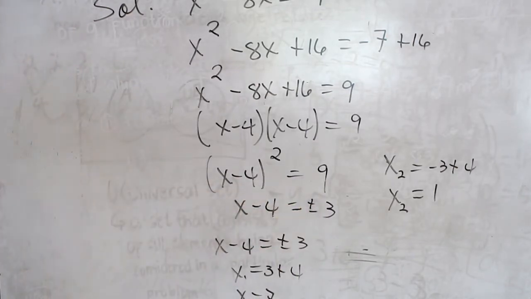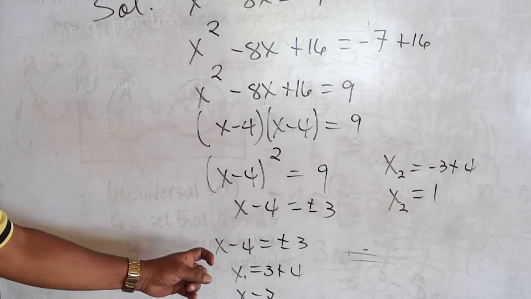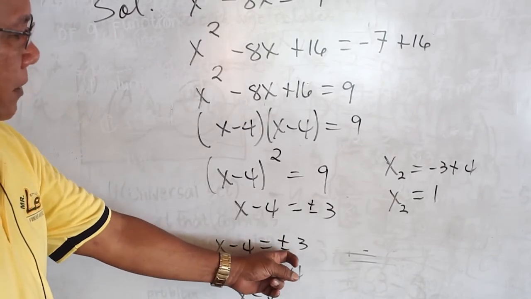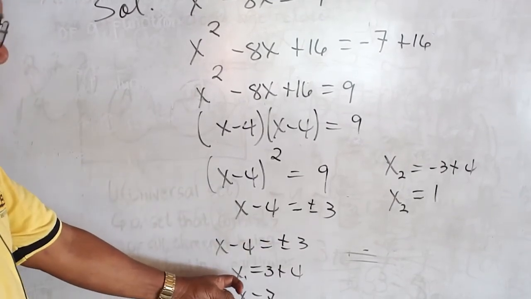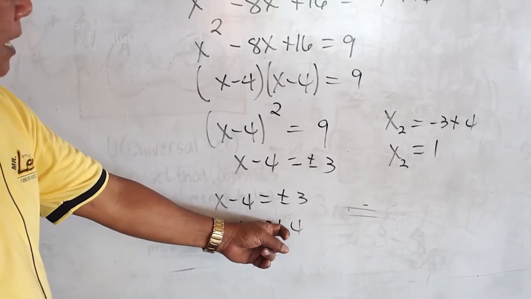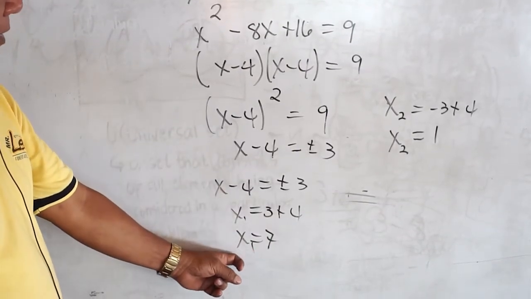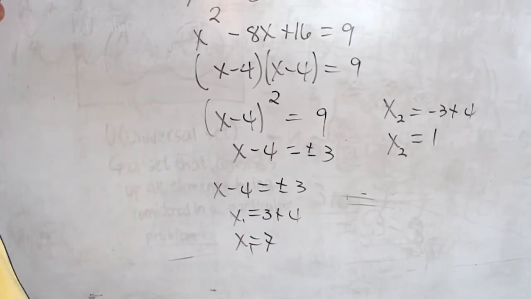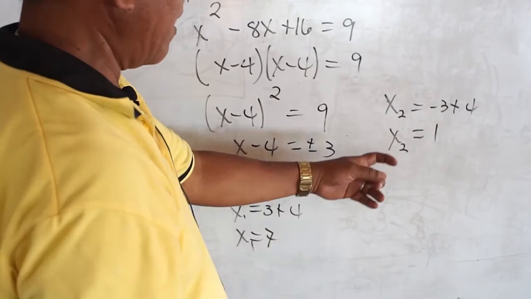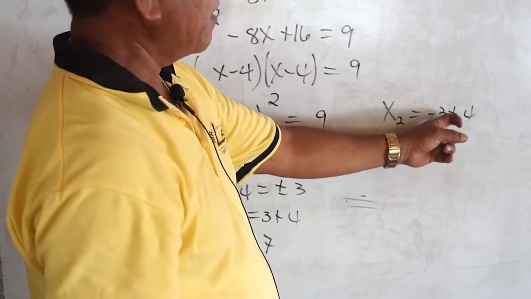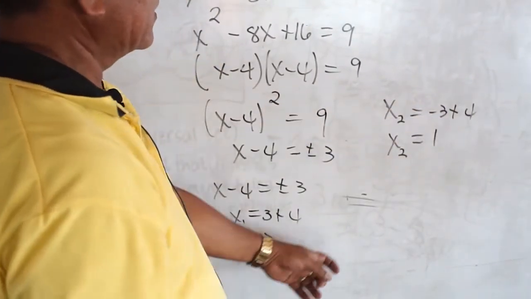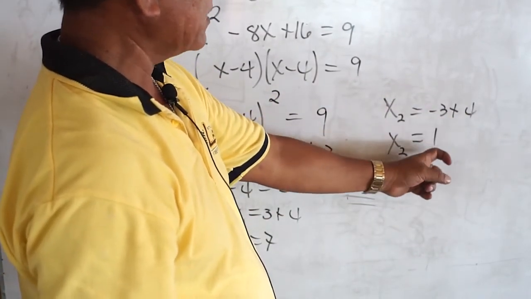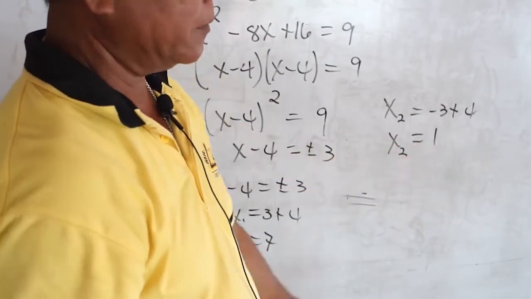Then find the first element. The first element: x minus 4 equals positive and negative 3. So we have here x equals 3 plus 4. X is equal to 7. 7 is the first element. Then for the second element, we have x is equal to negative 3 plus 4. So we have positive 1. Positive 1 is the second element.